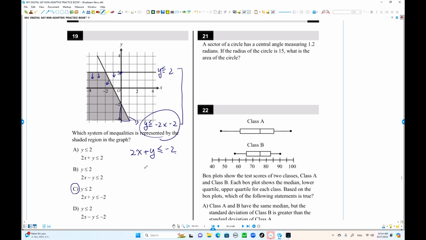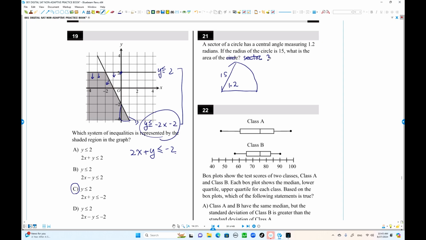All right, number 12. A sector of a circle has a central angle measuring 1.2 radians, approximately 69 degrees. The radius is 15. What is the area of this sector?